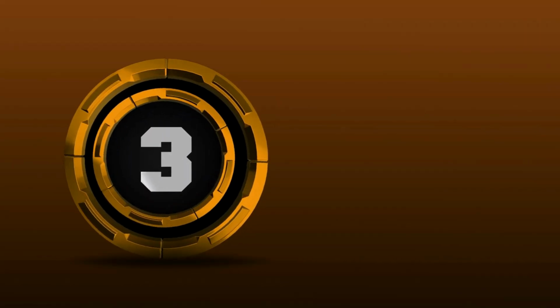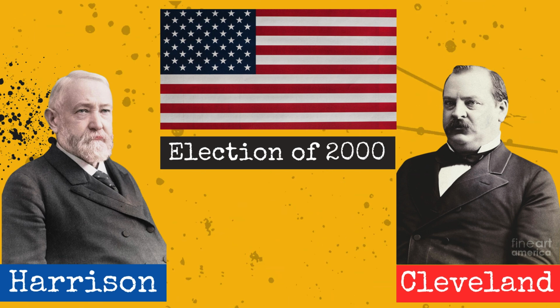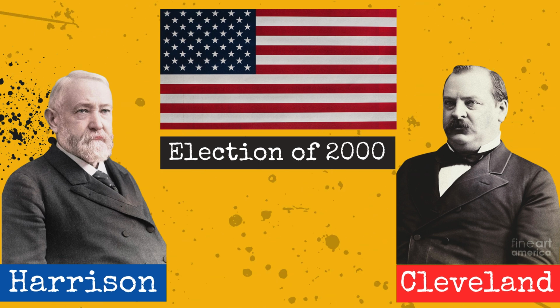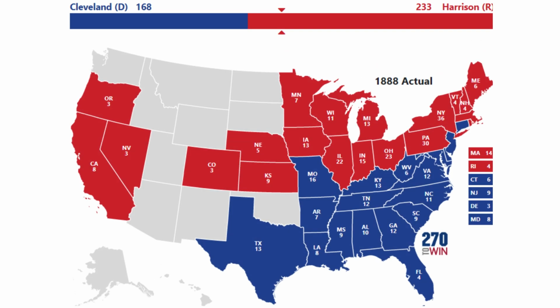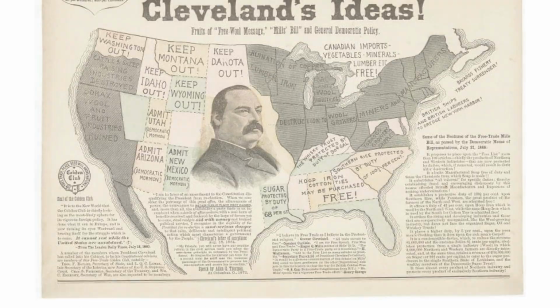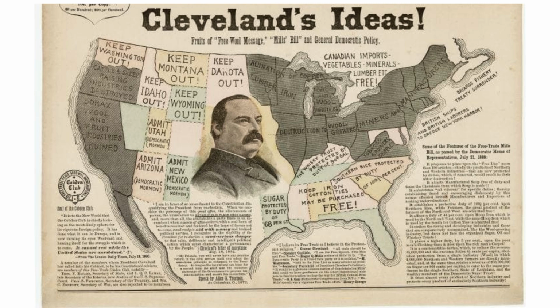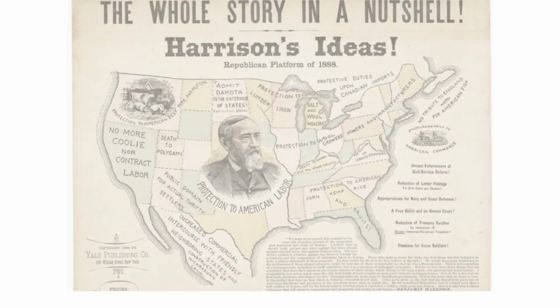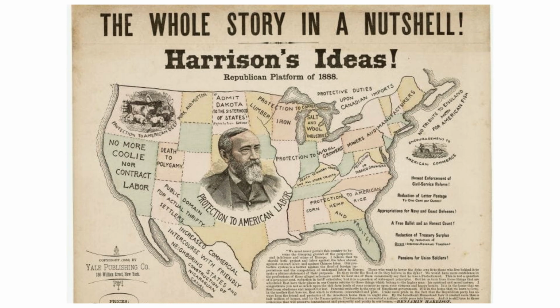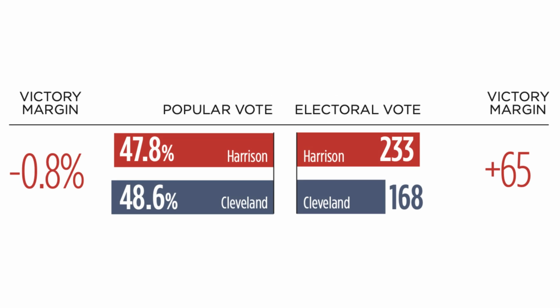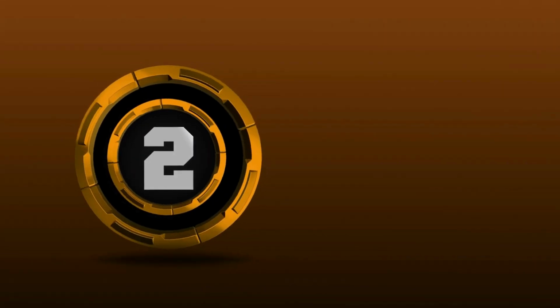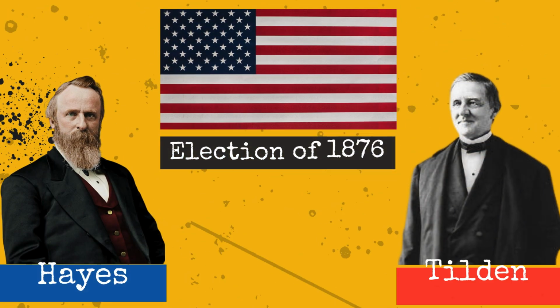Number 3, the 1888 election between Benjamin Harrison and Grover Cleveland. Incumbent President Cleveland won the popular vote by a modest margin, but lost the Electoral College 233 to 168. This election was particularly notable for the influence of powerful business interests and the pivotal role of tariffs in the debates. Harrison captured the electoral votes of key northern states, which helped him secure the presidency despite losing the popular vote.